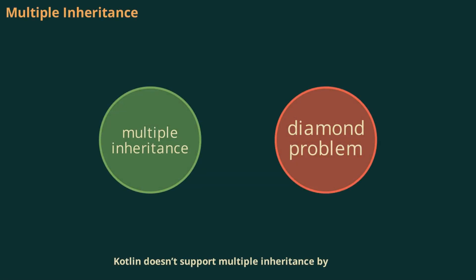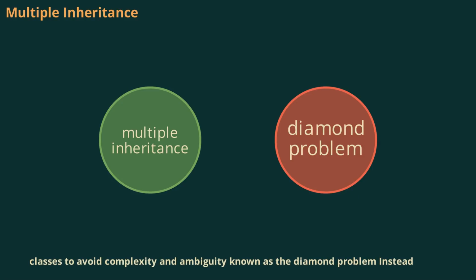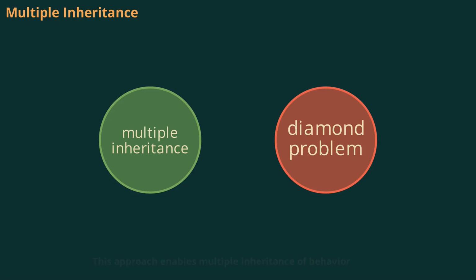Kotlin doesn't support multiple inheritance by classes to avoid complexity and ambiguity, known as the diamond problem. Instead, Kotlin allows classes to implement multiple interfaces, which can contain default method implementations. This approach enables multiple inheritance of behavior without the ambiguity associated with multiple class inheritance.